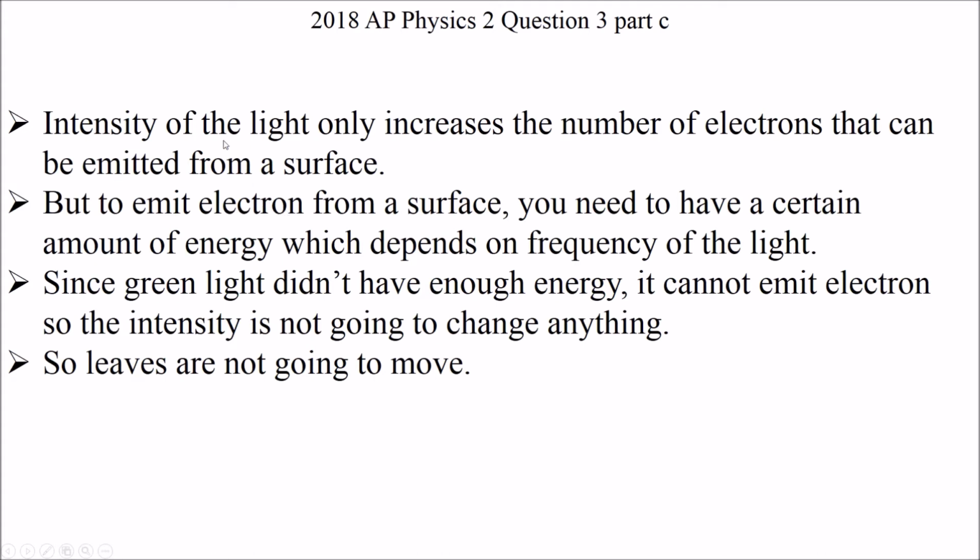So you didn't change the color. You still have the same green light, which means your frequency is the same and your energy is the same. So you are not going to have enough energy no matter what the intensity is. No matter what the intensity, you will still have no electrons emitted from the surface, so nothing is going to change. You're not going to have any difference even with more intensity.